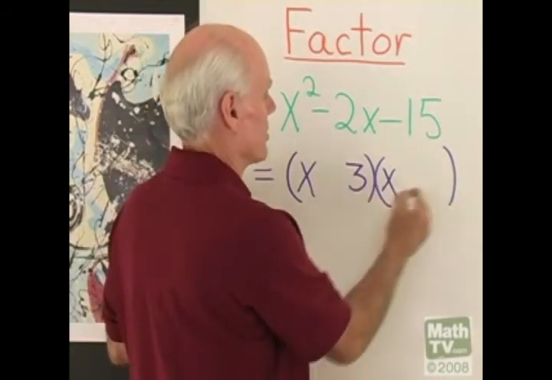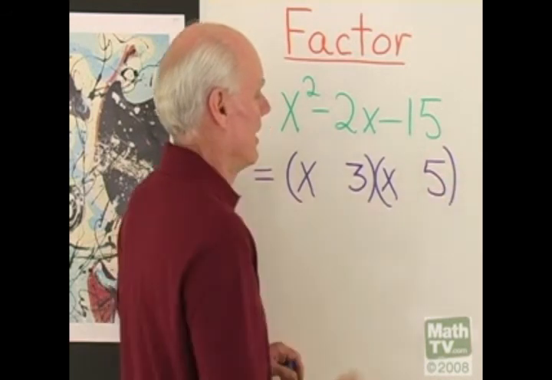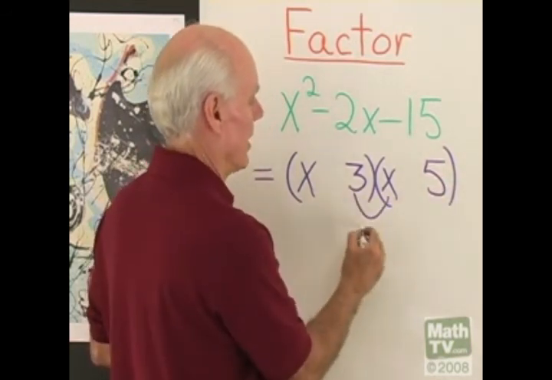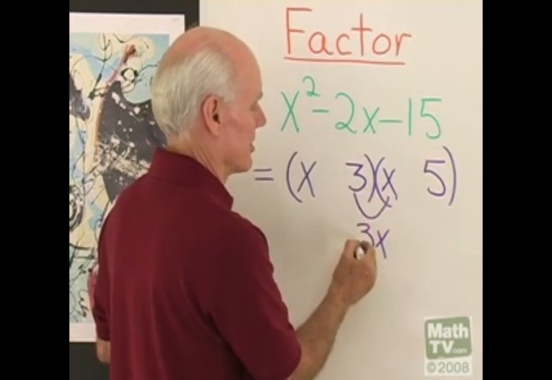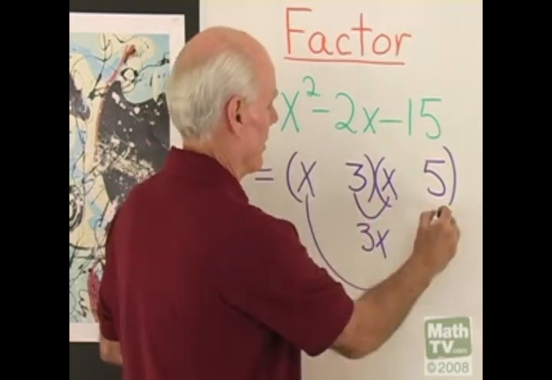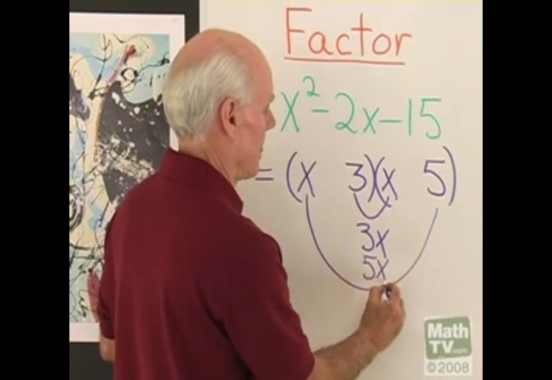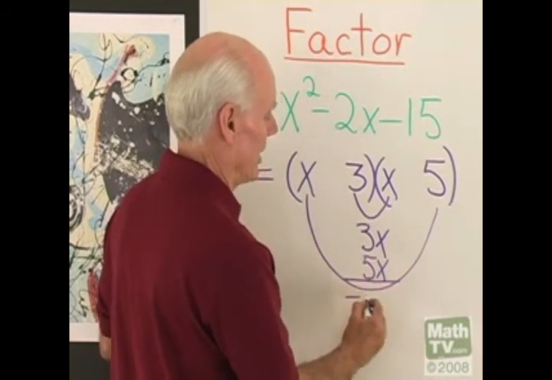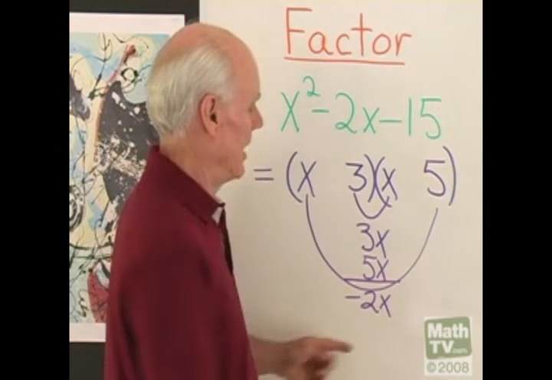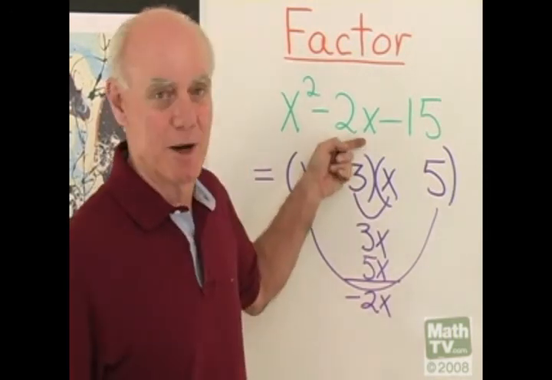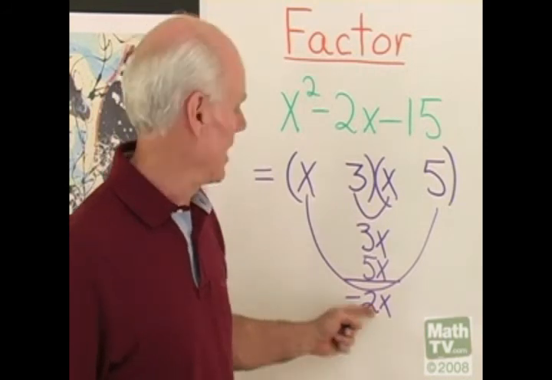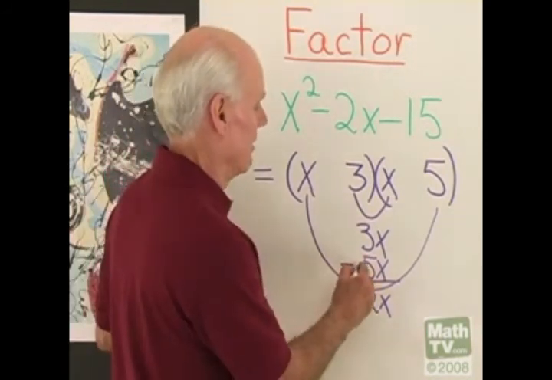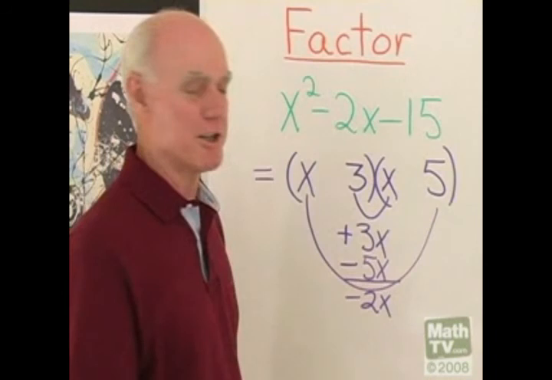I'll say one of the numbers is 3, the other one is 5, and now let's see, when I multiply in here, I'm going to get 3 times x, whatever that sign is I'll have here, and when I multiply out here, I'm going to get 5x. Well, how can I add those two and have that come out to be negative 2x, which is what I want for my middle term? Well, if these are going to add up to negative 2x, that means the 5x has to be negative and the 3x has to be positive.